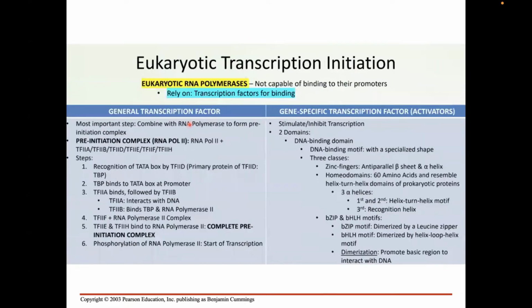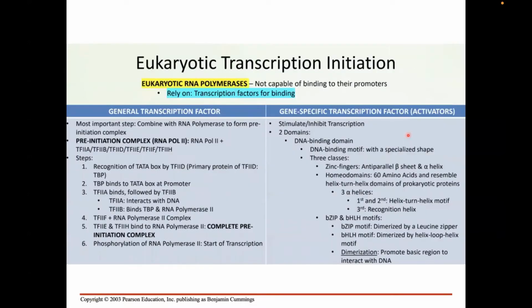And then for the eukaryotic transcription initiation, the eukaryotic RNA polymerases are not capable of binding to their promoters. Again, the eukaryotic RNA polymerases are not capable of binding to their promoters. They heavily rely on the transcription factors for binding. And these are the transcription factors na tinatawag natin.